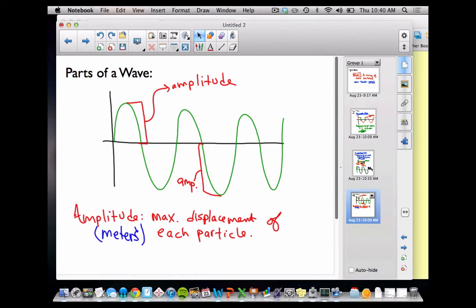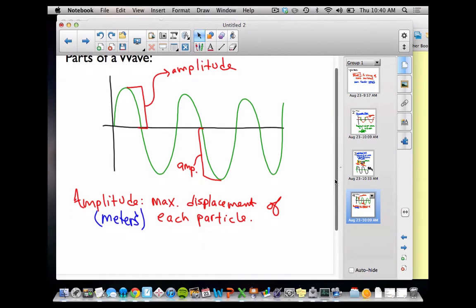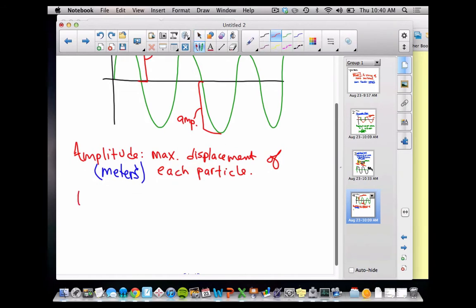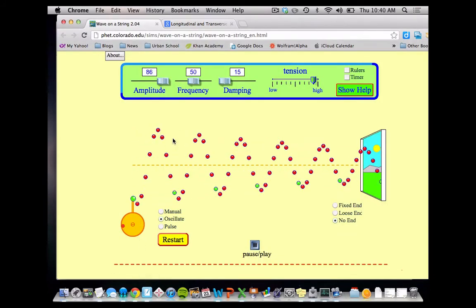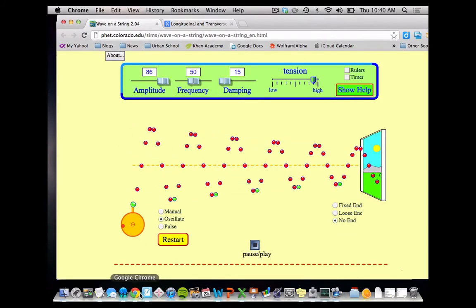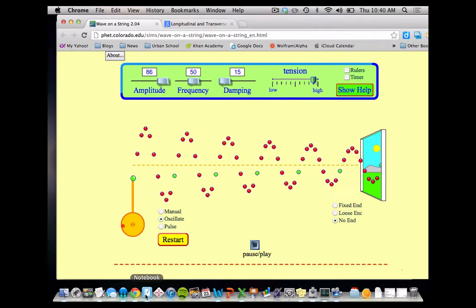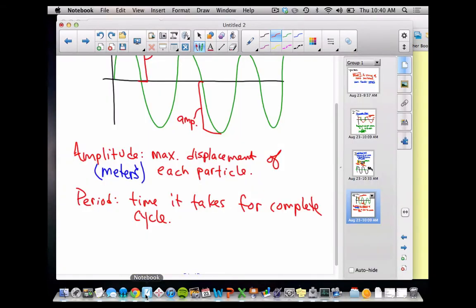Another feature of a wave is its period. The period of a wave is the time it takes for one complete cycle. So how long does it take a particle to go from its maximum displacement to its minimum displacement and back down to its maximum displacement again? And since the period is a time, it's simply measured in seconds.